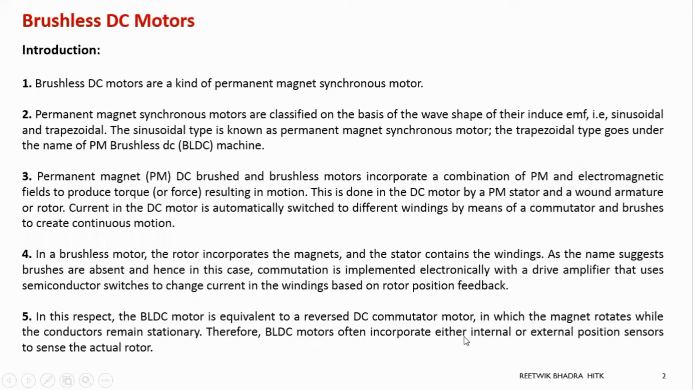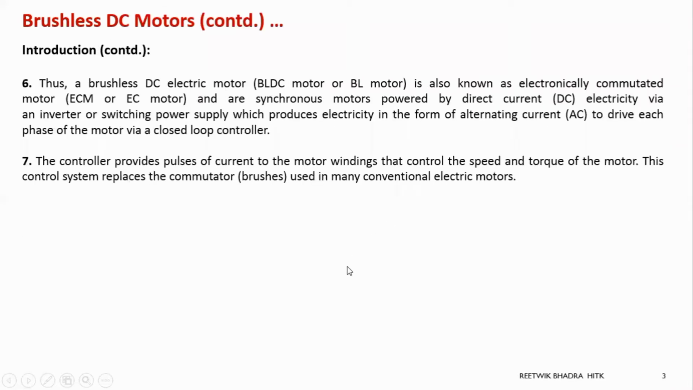Therefore, a BLDC motor incorporates internal or external position sensors to sense the actual rotor position. We will come to this later. Why we need this? For now, just understand that it is completely opposite in construction to the normal DC motor. So here, what we are doing is using electronic commutation. So a brushless DC motor is also known as an electronically commutated motor.